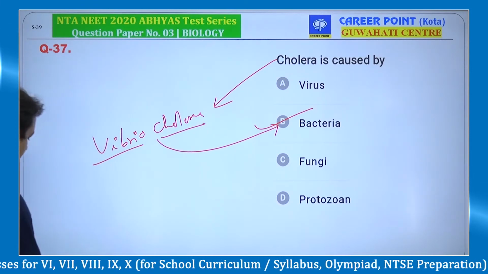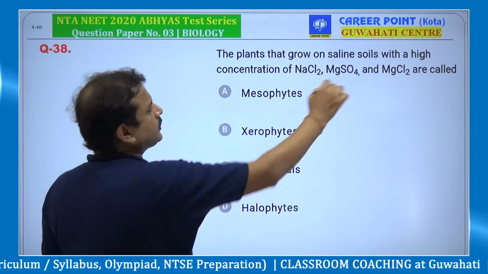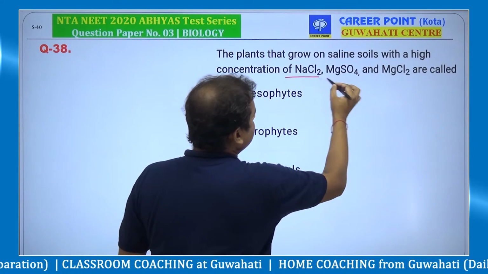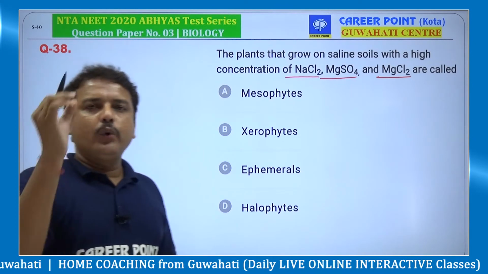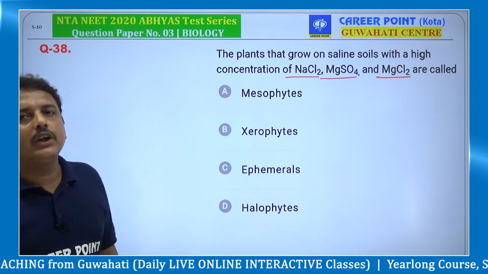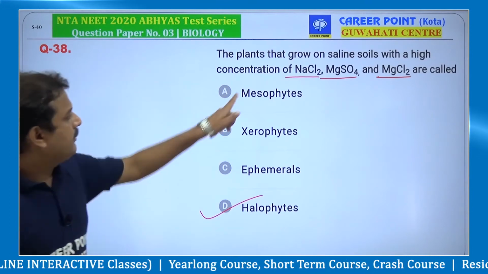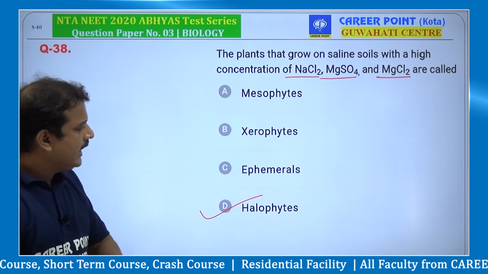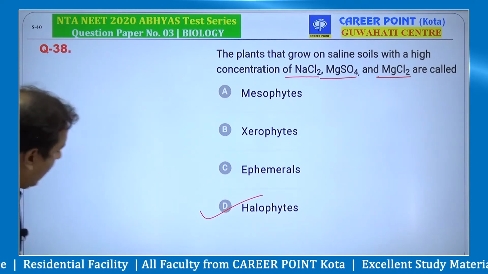Okay. Next question. The plants that grow on saline soils with a high concentration of sodium chloride, magnesium sulfate, and magnesium chloride. So those plants which grow in saline conditions are called halophytes. Mesophytes are in terrestrial conditions. Xerophytes, desert conditions. Okay, so halophytes means they are in saline water. Next.